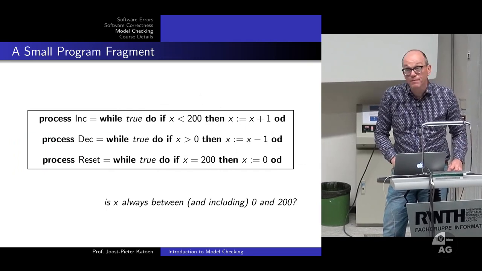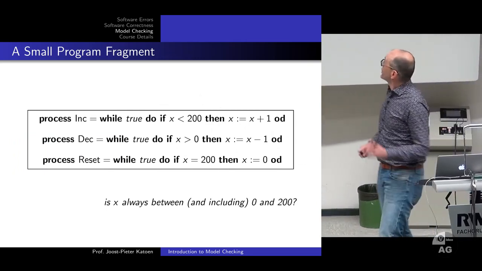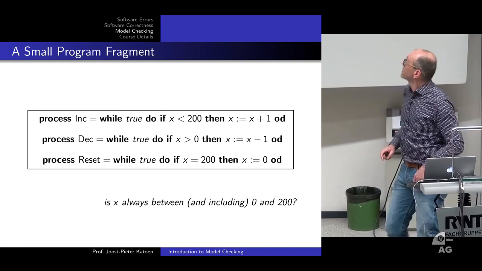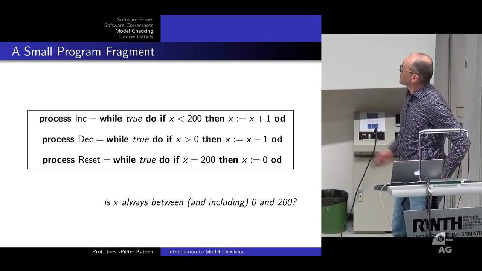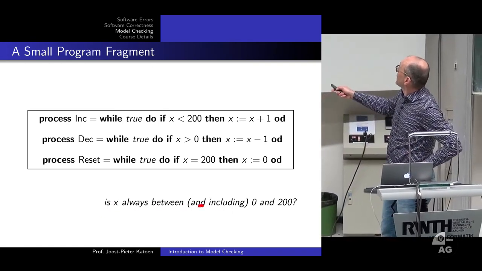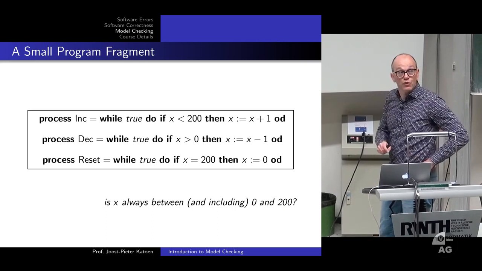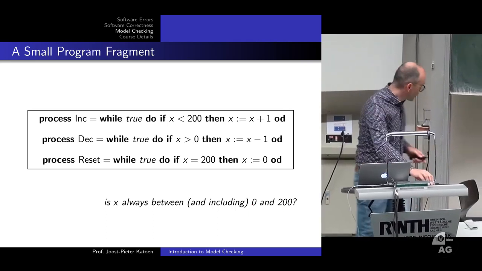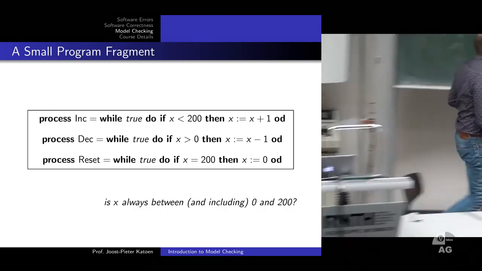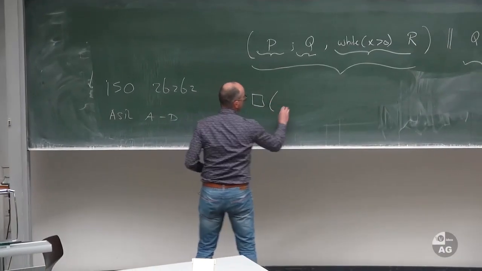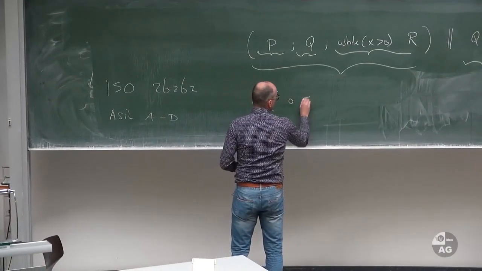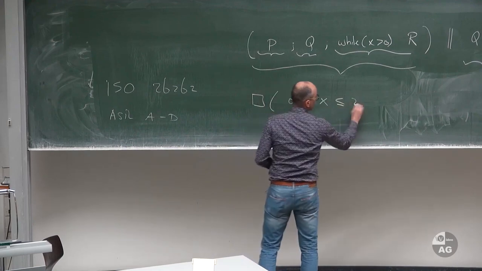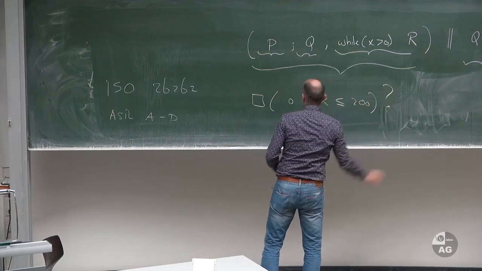We have 3 threads and one shared variable. The shared variable is called x here. And the property we're interested in is: x is always between and including 0 and 200. So in terms of a logical formula, as we're later going to see, we're going to express this as box, 0 at most x at most 200. That's the property.